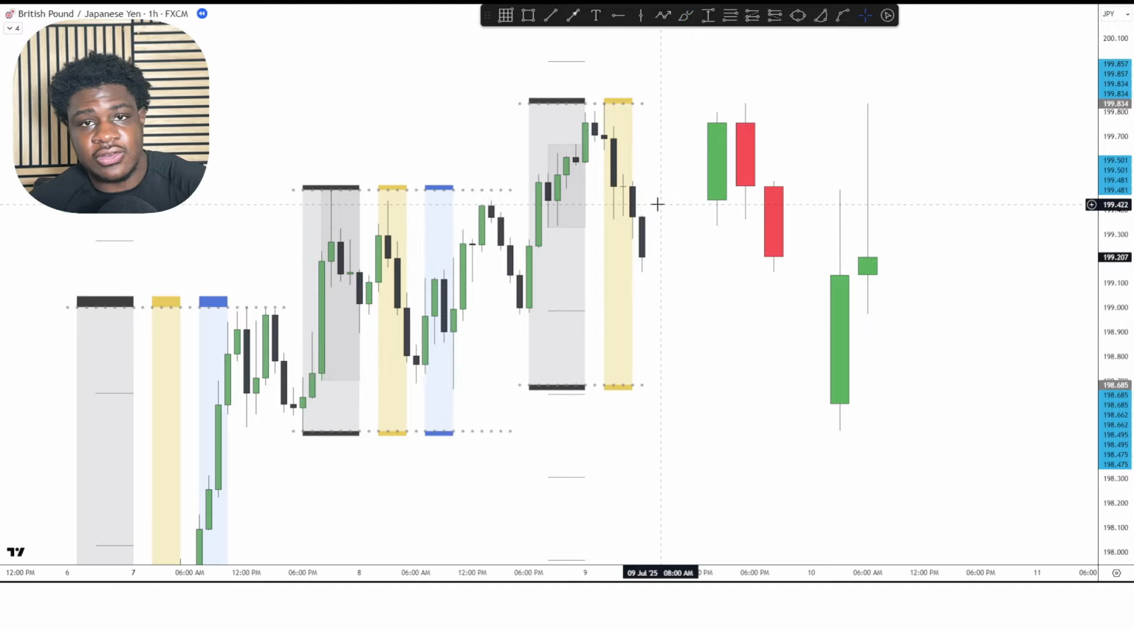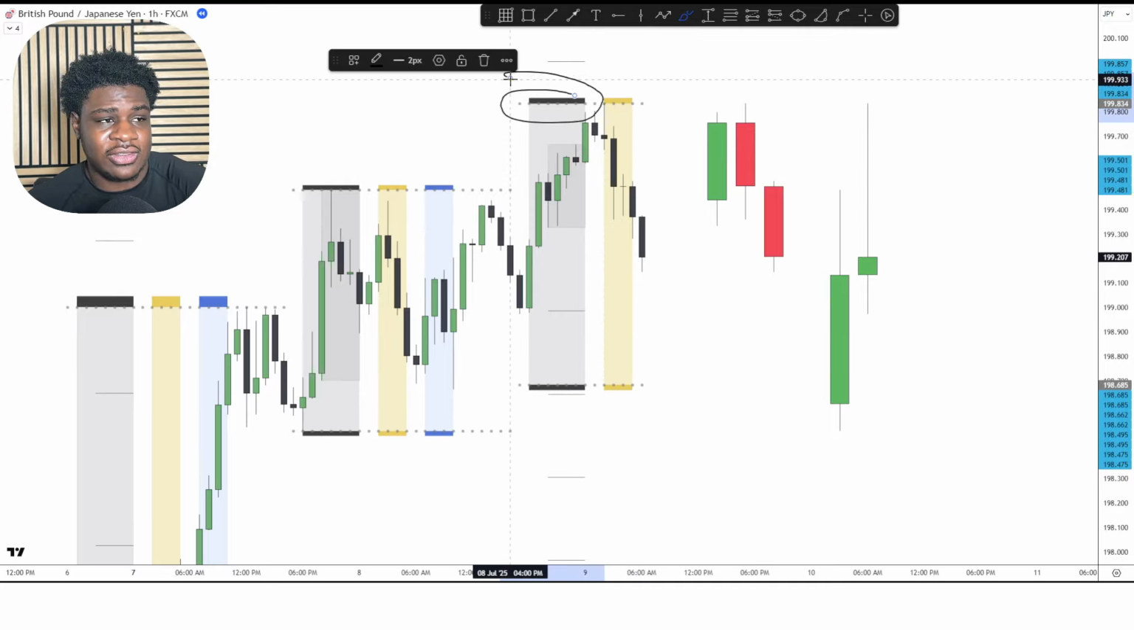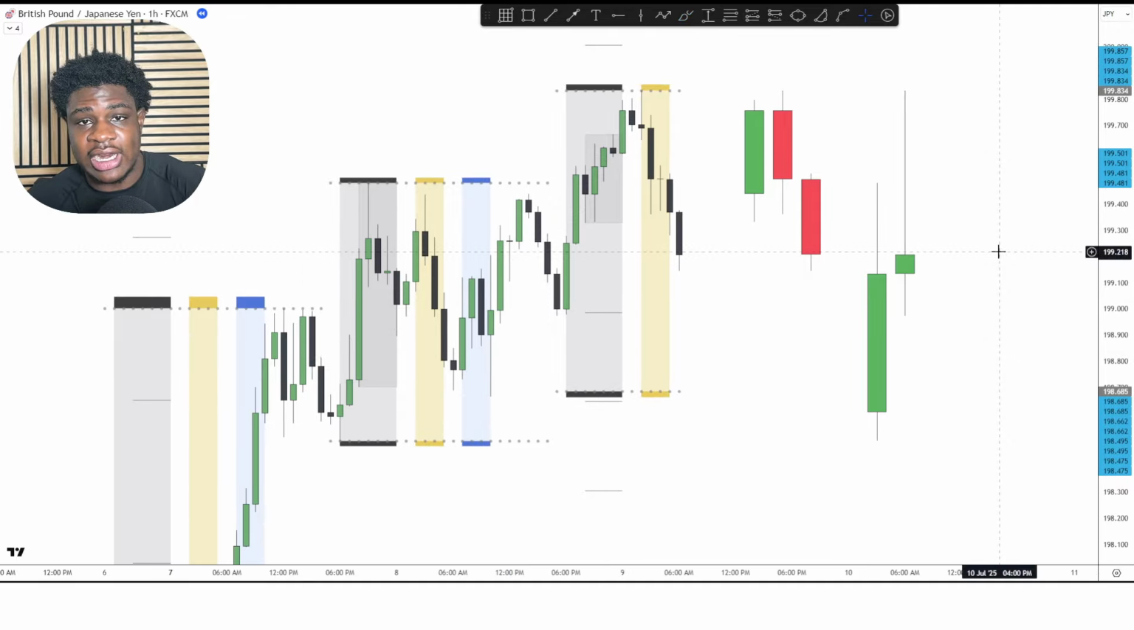The New York session is just about to open up. Yellow here is represented as the London session, and obviously this gray box is represented as the Asia session. So an hour or 30 minutes before the New York session opens up, you want to create your day bias, basically creating an idea for whether you're going to be bullish or bearish on the day.